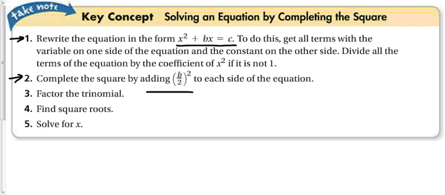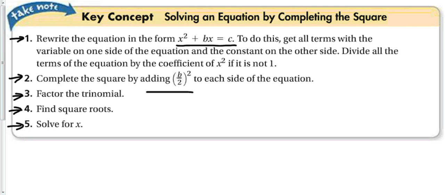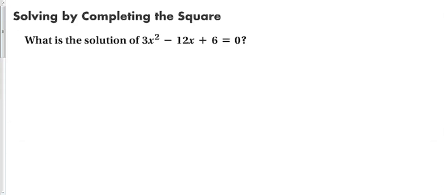Next, number 2, complete the square by adding b over 2 squared to each side. If you're adding it to the left side, you have to add it to the right side as well to keep the equation balanced. Then we factor, then we take the square root, and then we solve. Let's see what this looks like. My first step is, well, before I even do this part right here, I always like to check my equation to try to simplify it.